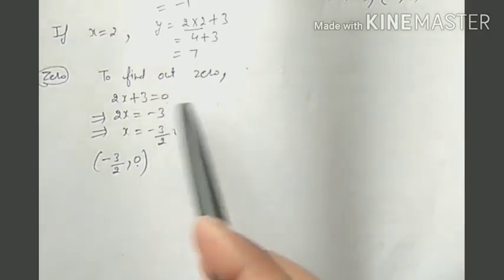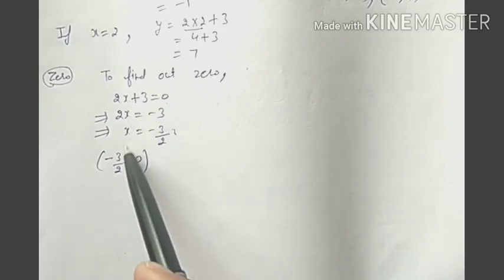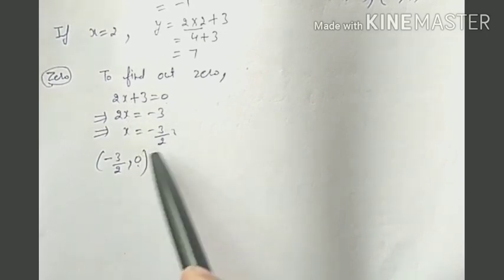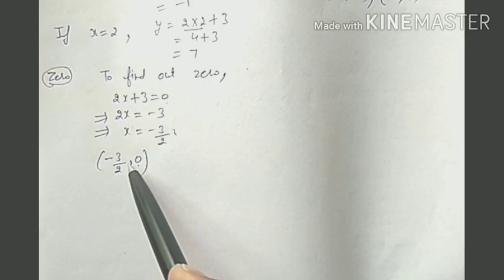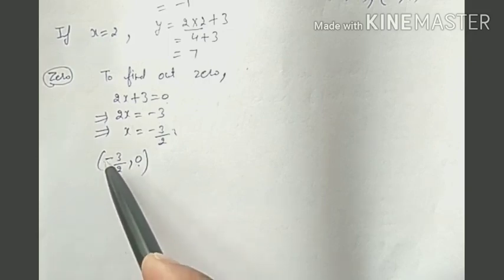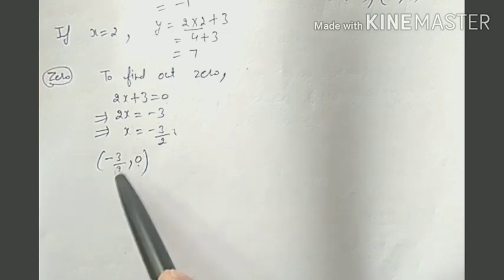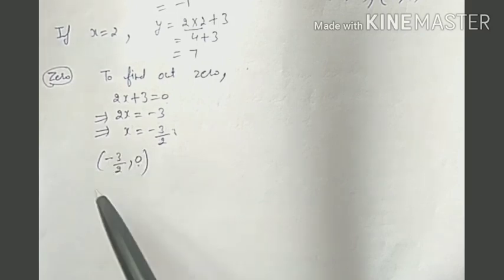Now to find the zero, we have to put our polynomial equal to 0, and then we can get the value of x. And if we want the value of y, then it will be 0. So the coordinates are x minus 3 by 2 and y 0. And the actual zero is minus 3 by 2, means the value of x.